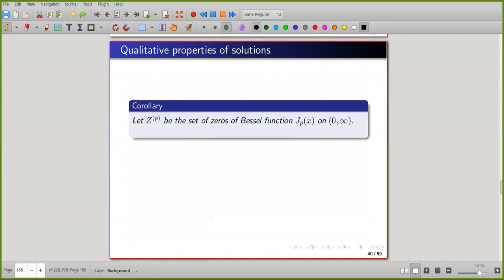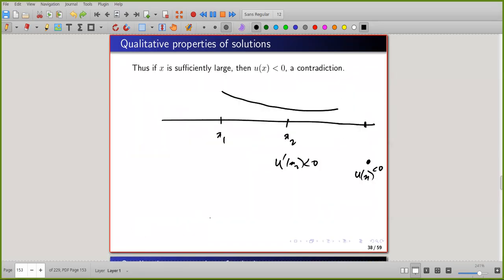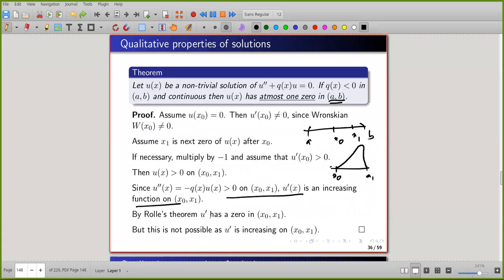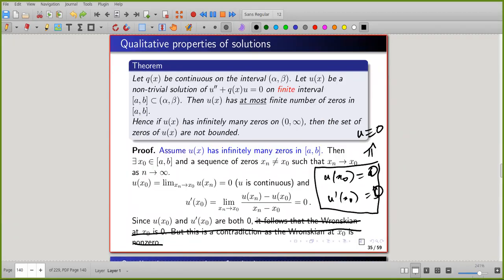Okay. So let Zp be the set of zeros of the Bessel function Jp(x) on 0 to infinity. Since Zp is an infinite set, it is not bounded. So that's what we saw. Where did we see that? That's what we saw over here, right?